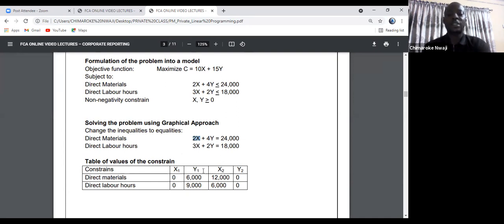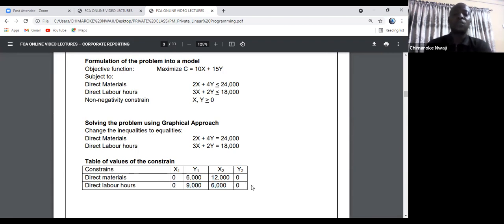Let's test when y is 0. So if y is 0, 4 times 0 gives you 0. That means 2x will be equal to 24,000. And so when you want to get x, you divide 24,000 by 2, and you get 12,000. And that's how we got these figures here for direct material and direct labor.